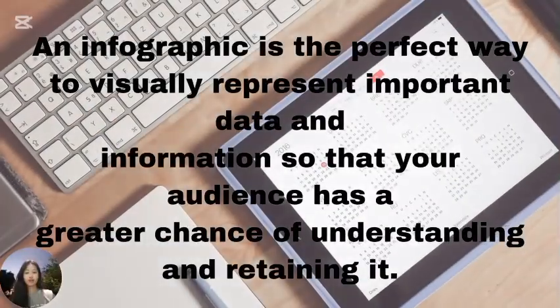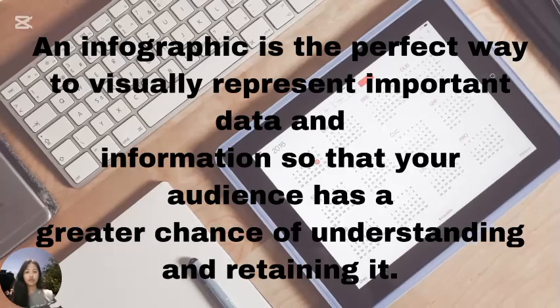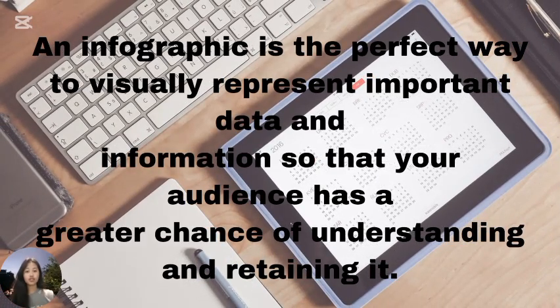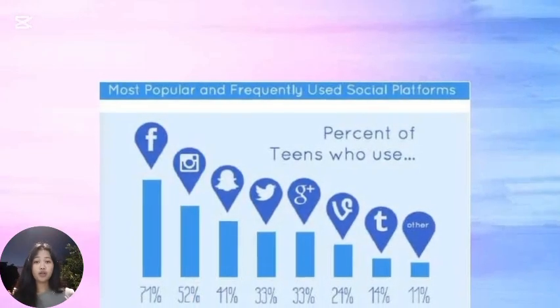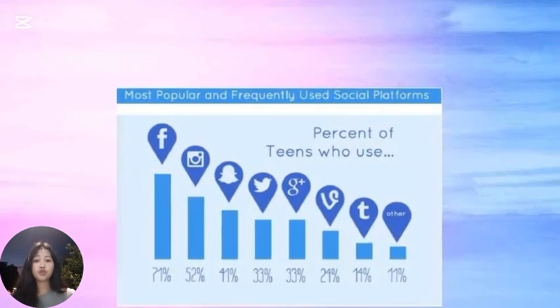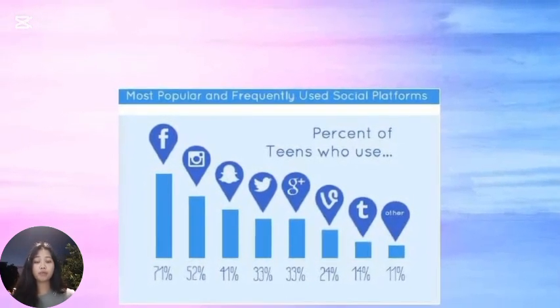An infographic is the perfect way to visually represent important data and information so that your audience has a greater chance of understanding and retaining it. For example, as you can see in the picture, it shows the percent of teens who frequently use social media platforms. They share information using charts and not in sentence form. That's why we can understand it more easily.